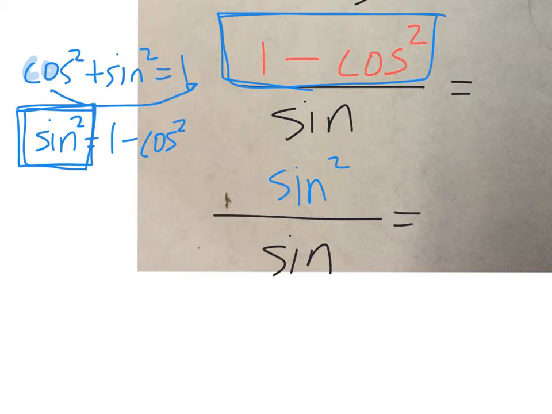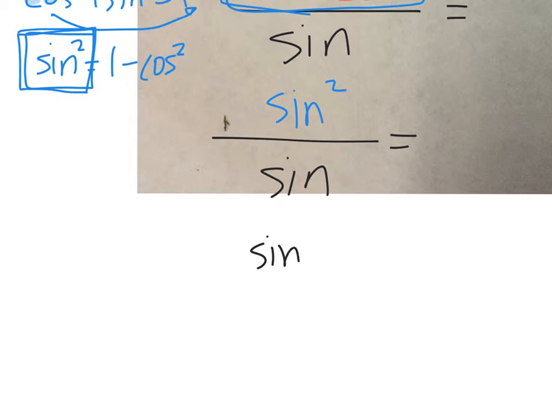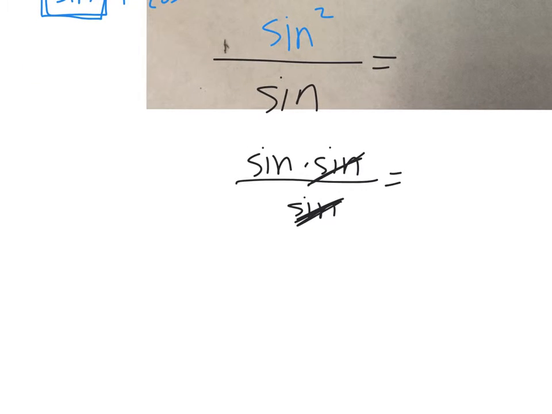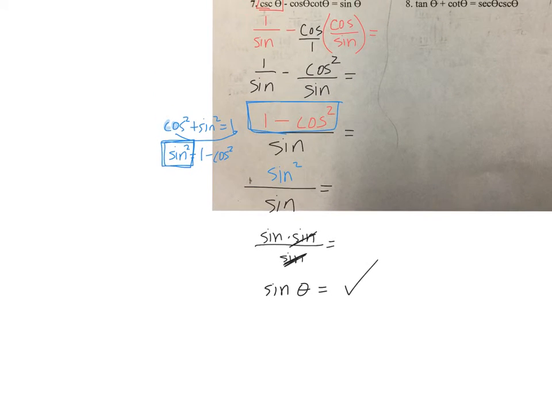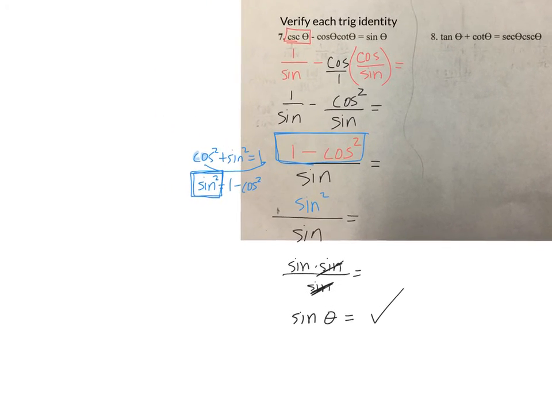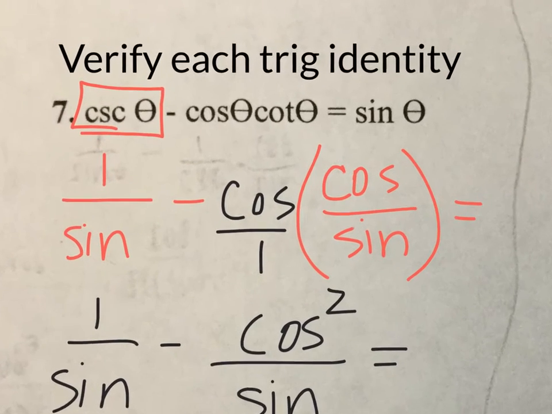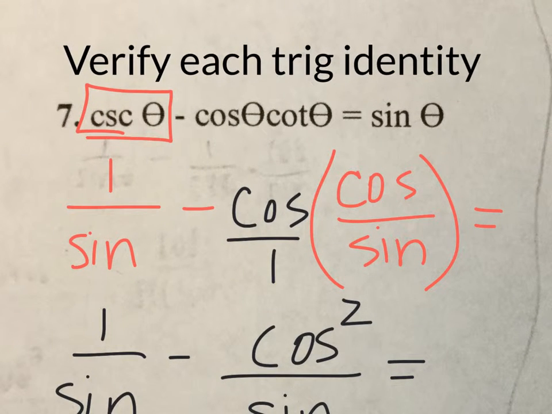Which is very handy, because now it looks like I can actually get sine out of this, because sine squared is, of course, anything multiplied by itself, so sine times sine. One of these divides, and I am just left with sine, which is exactly what I should have. So through some algebra and a little bit of trig substitution, we're able to verify that all this stuff on the left actually does equal the same thing as taking the sine of that angle.